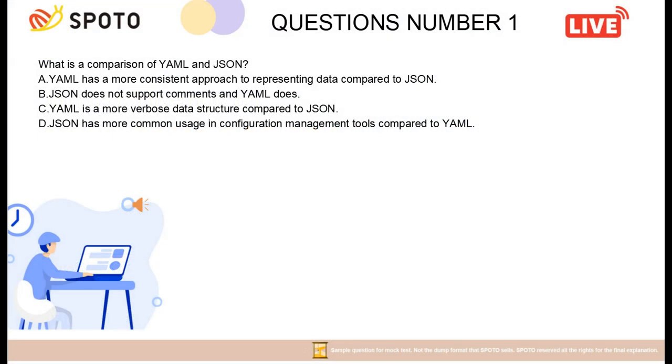Question 1. What is a comparison of YAML and JSON? A. YAML has a more consistent approach to representing data compared to JSON. B. JSON does not support comments and YAML does. C. YAML is a more verbose data structure compared to JSON. D. JSON has more common usage in configuration management tools compared to YAML. You have 15 seconds to answer.